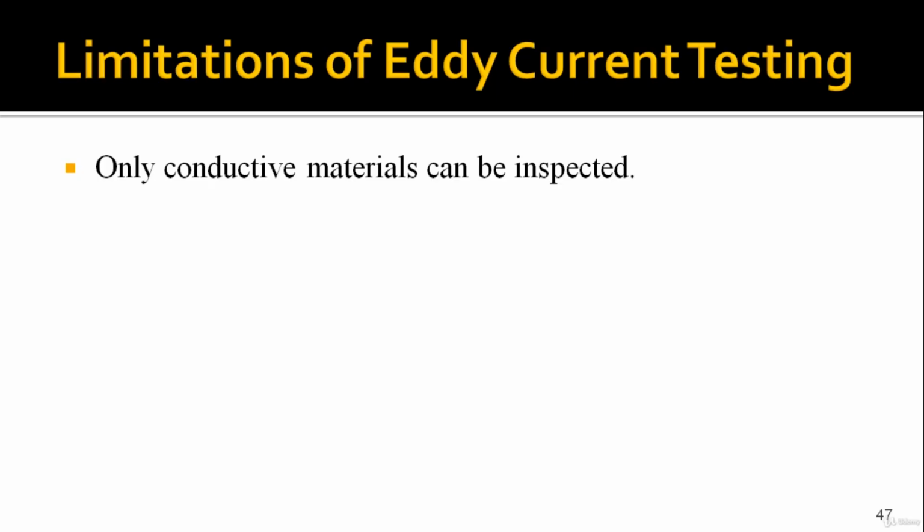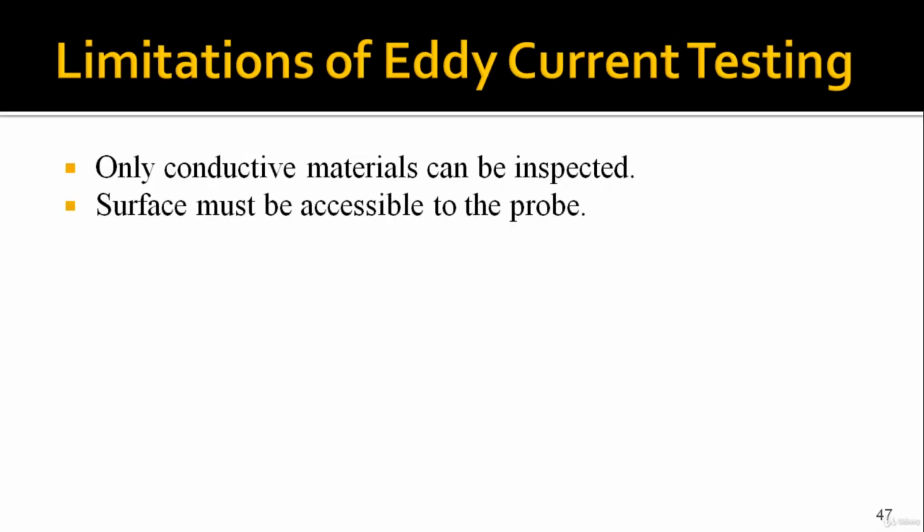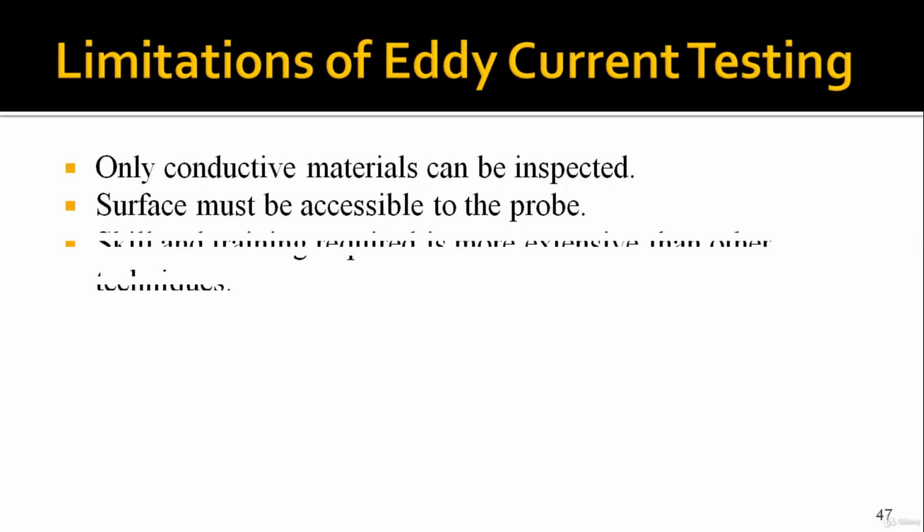Okay, here are some limitations too. The biggest limitation is that only conductive materials can be inspected. You cannot use non-conductive plastic or ceramic materials. Only conductive materials can be inspected by this method. The surface must be accessible to the probe. There should be access of the surface to the probe.